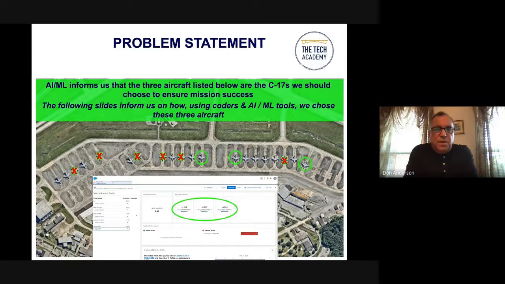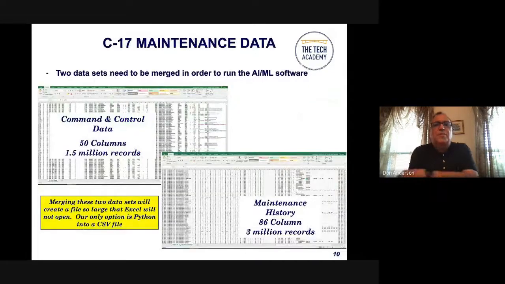So the following slides inform us on how, using the coders and some AI/ML tools, we chose those 3 aircraft. So we're going to start off with the data. Something that many of you are probably looking at right now at the Tech Academy is how to work with data. I'm not sure this qualifies as big data, but it is quite complex.